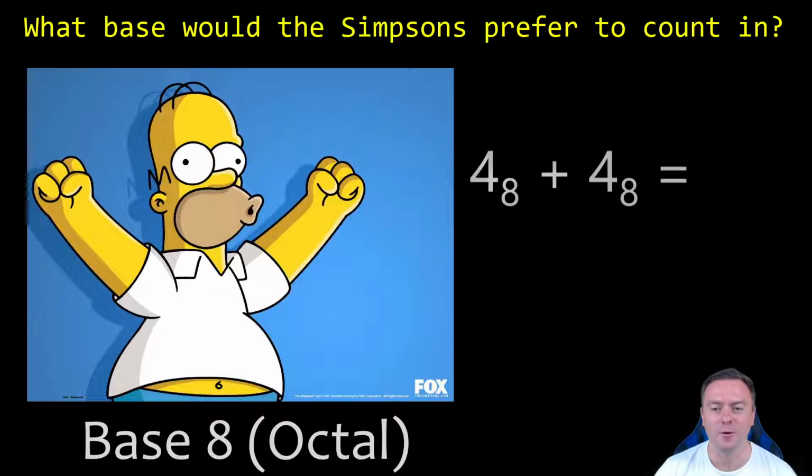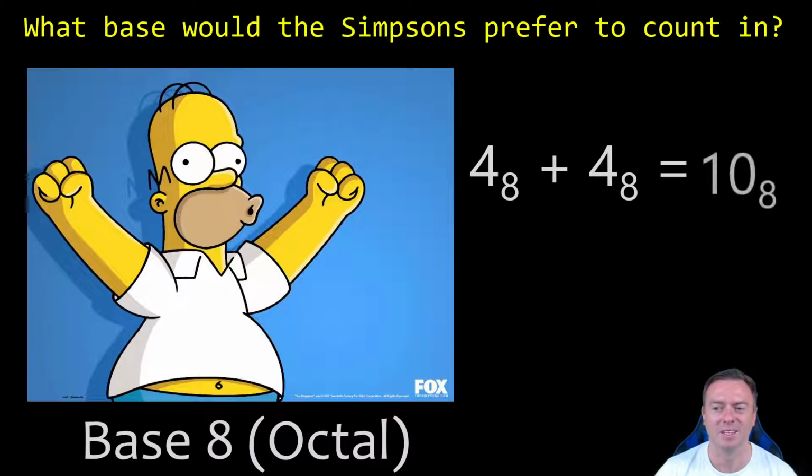So 4 base 8 plus 4 base 8 is actually equal to 10 in base 8, because you're doing it in groups of 8. Right? So the way that you would count in this system would be 0, 1, 2, 3, 4, 5, 6, 7, 10, 11, 12, 13, 14, 15, 16, 17, 20, 21, 22, 23, 24, 25, 26, 27, 30, 31, 32, 33, 34, 35, 36, 37, 40, 41, 42, 43, 44, 45, 46, 47, 50, and so on.